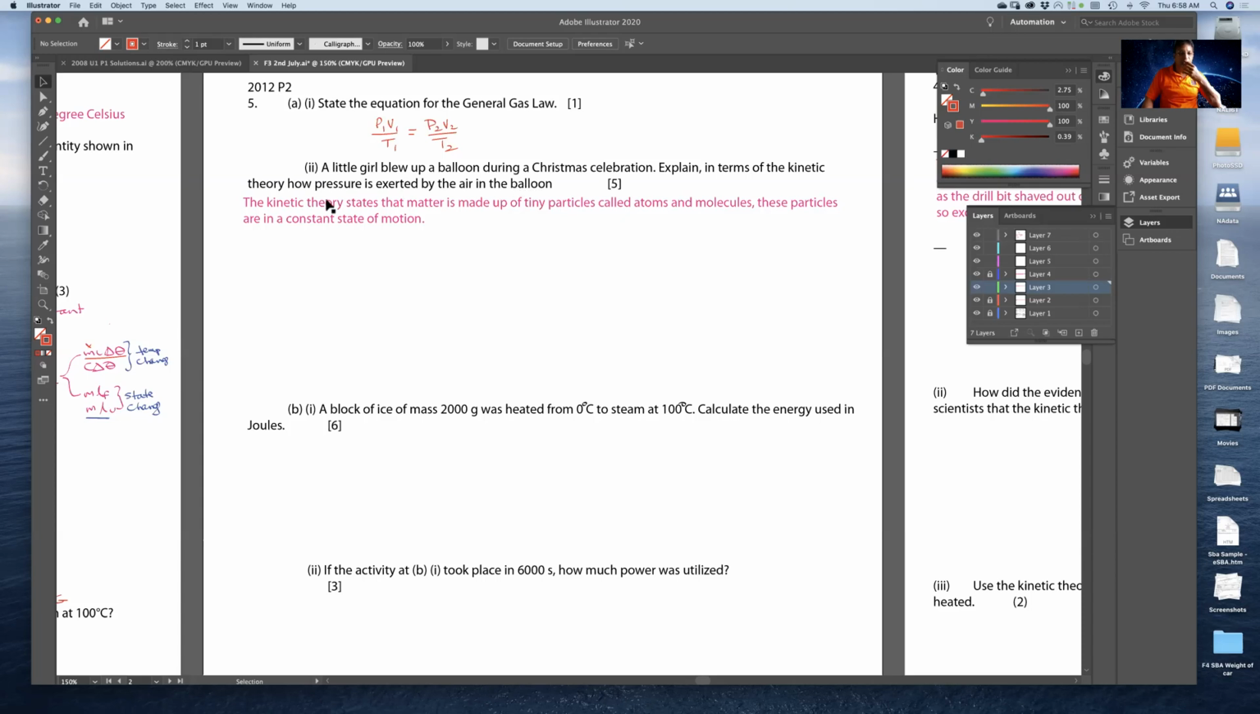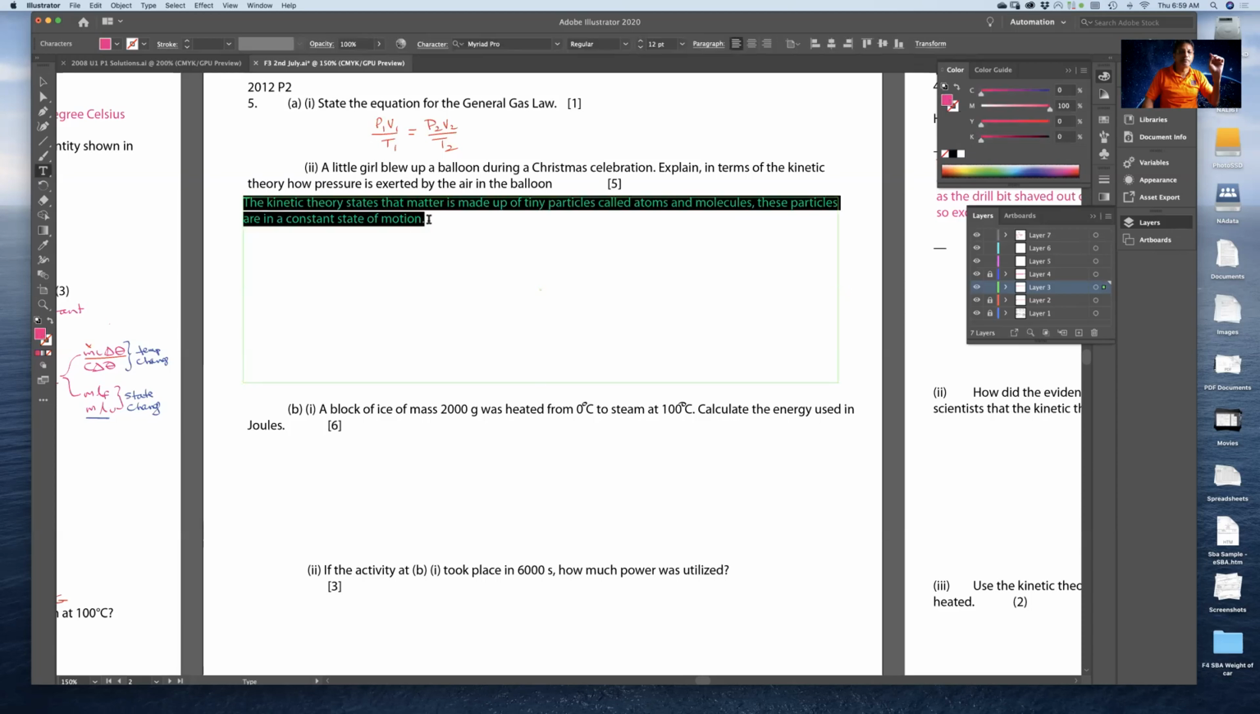Now, by now we ought to know what the kinetic theory is. The kinetic theory really talks about the tiny particles that make up matter and uses the behavior of these tiny particles to explain the large scale behavior. All right? Uses the behavior of the atoms and molecules. Atoms and molecules are moving around very rapidly and bouncing into things. And when they bounce into things, they produce forces, all right?